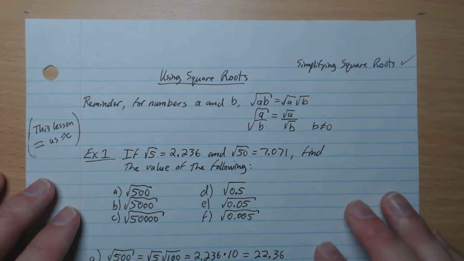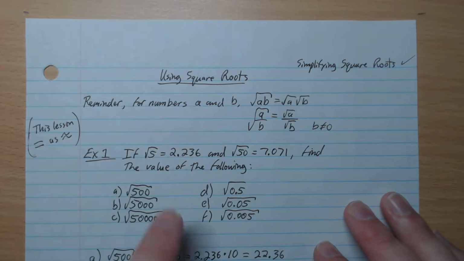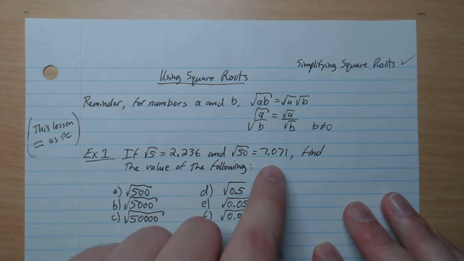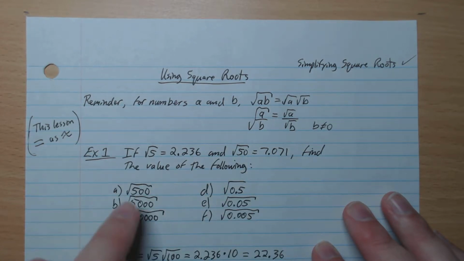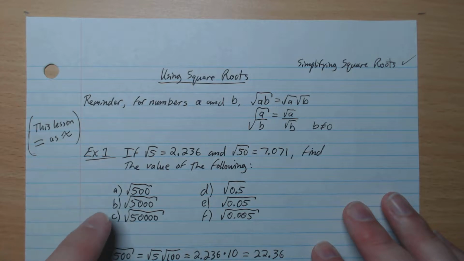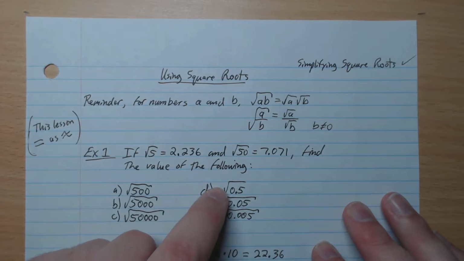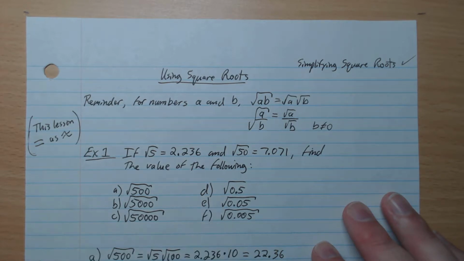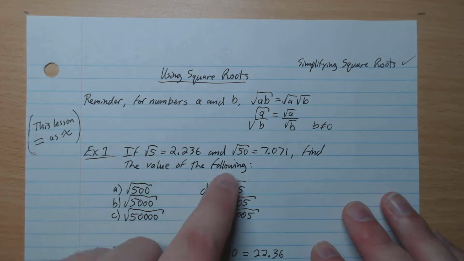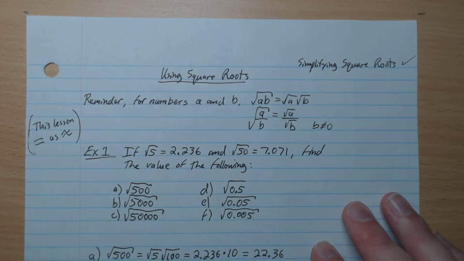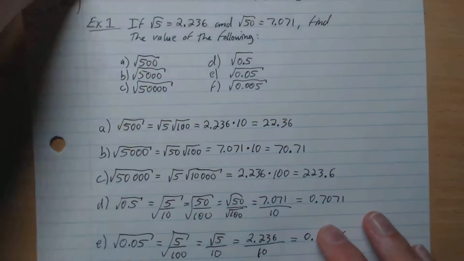Example 1. If we know root 5 is roughly 2.236, and root 50 is roughly 7.071, find the value of the following: root 500, root 5000, root 50,000, root 0.5, root 0.05, and root 0.005. If we know these two, we'll be able to find all of these values. So let's go right away.